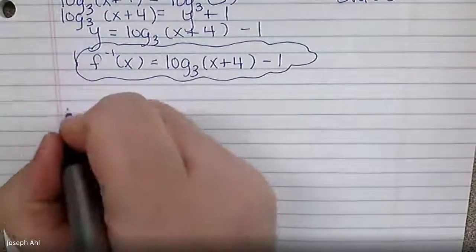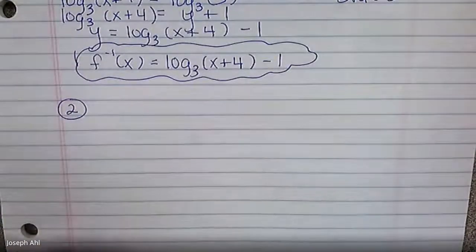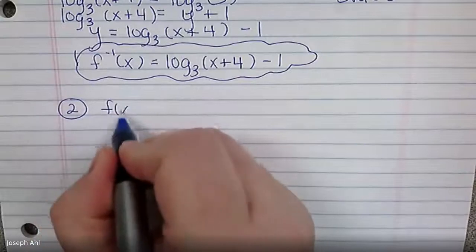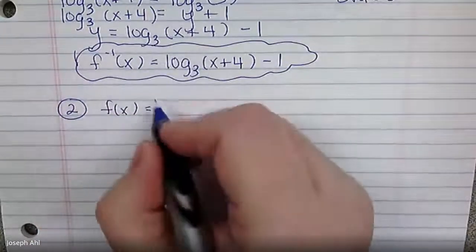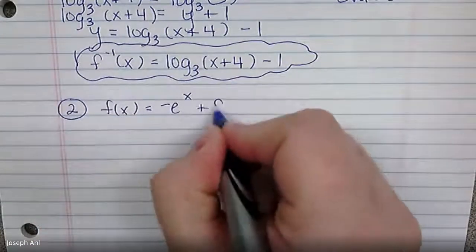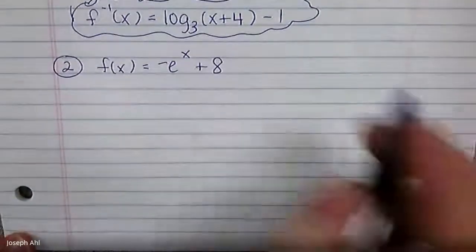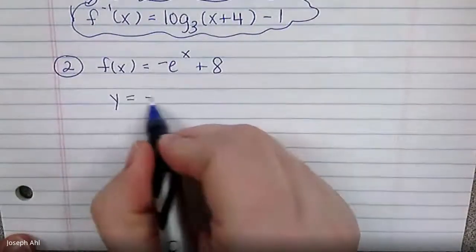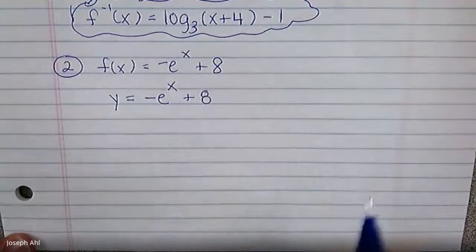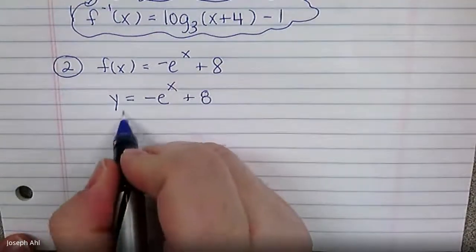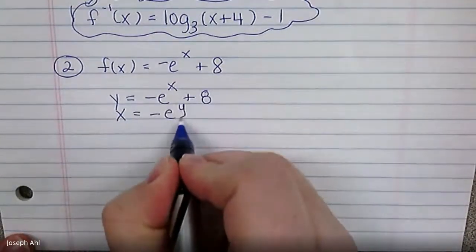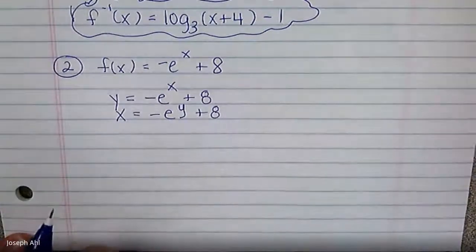Let's just try a few others to make sure that we're on the right track here. So if we have f of x equals negative e to the x plus 8, find the inverse there. So I would change this quickly over to y equals negative e to the x plus 8. And then switch x and y. X equals negative e to the y plus 8.